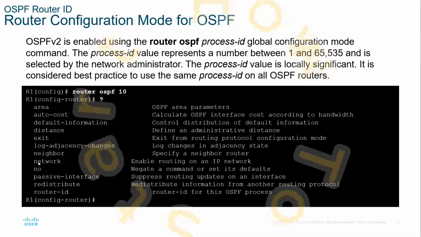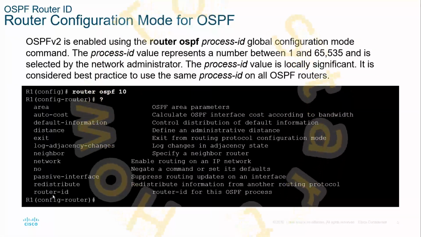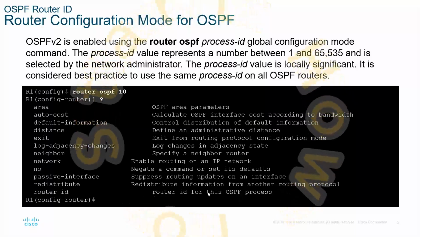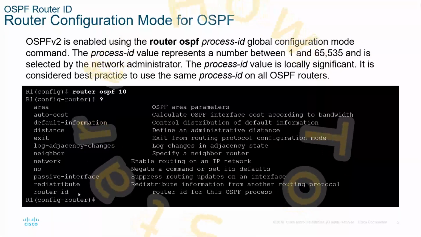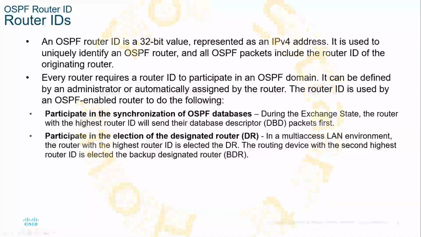We're going to be configuring network statements in a little bit. Passive interfaces we'll discuss a little later in this video, but then we have this router ID. The router ID for this OSPF process allows us to configure our priorities using router IDs. So an OSPF router ID is a 32-bit value represented as an IPv4 address. It's used to uniquely identify the OSPF router in all of the packets, including the router ID of the originating router. So it's basically a way for us to flag what the router will be designated as.